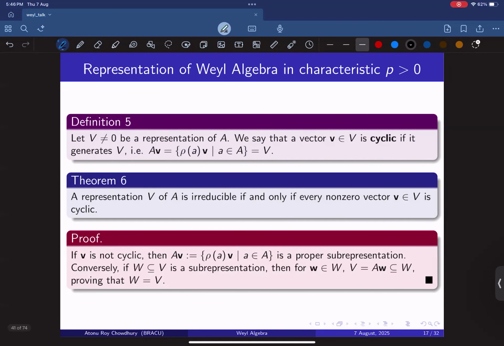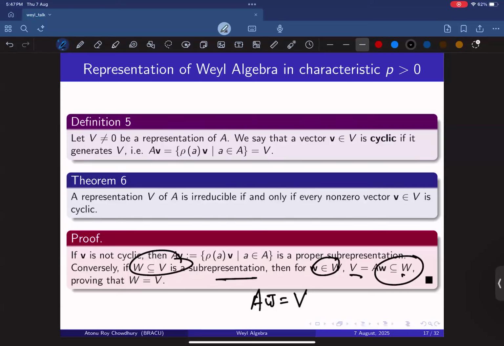Conversely, if W is a sub-representation, then if we take an element from W, and since W is cyclic, we get that AW is equal to V. But then again, if W is a sub-representation, we must have that AW is a subspace of W. That means V and W have to be the same. So that's it. So we have proved that if a representation is irreducible, then every non-zero vector has to be cyclic, and vice versa.